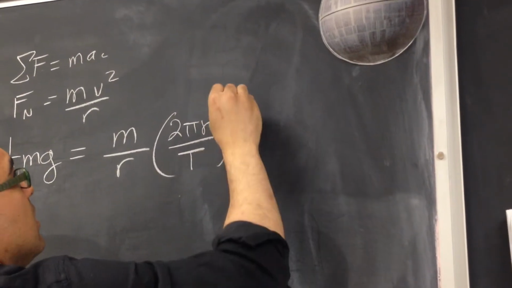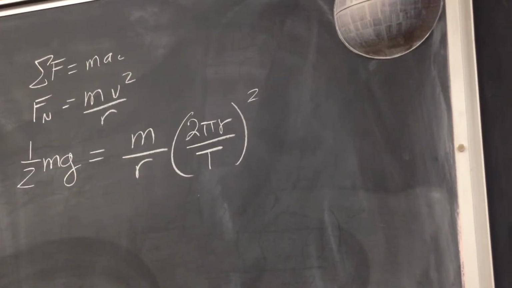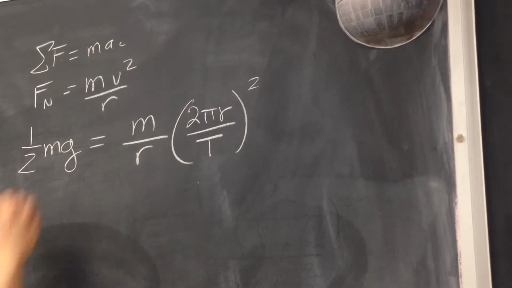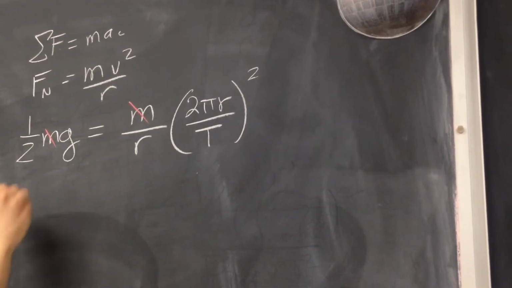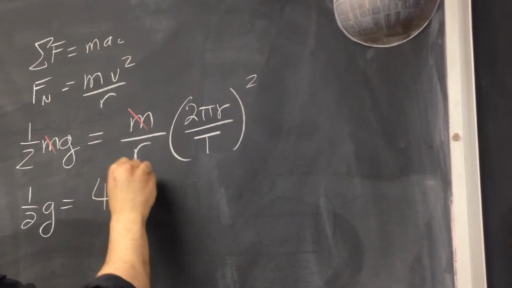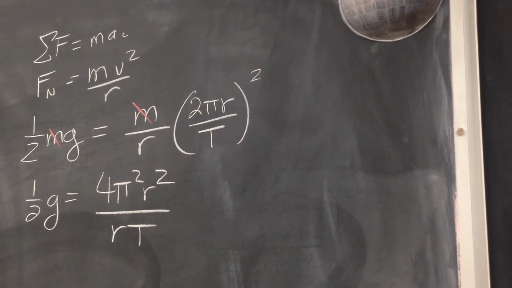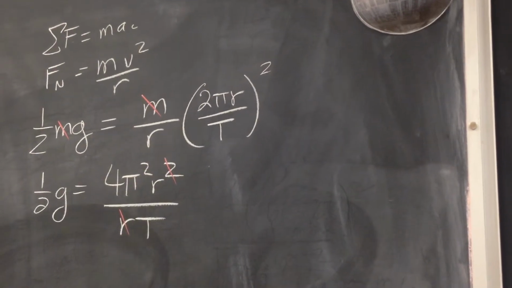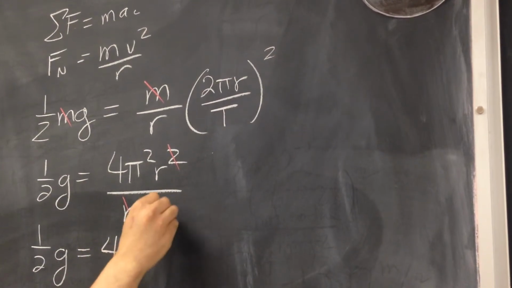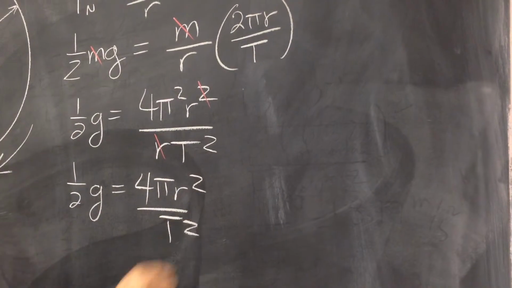We could have just gone 2 pi r f there, but I did it that way, so whatever. Mass drops off both sides, so we have 1/2 g equals 4 pi squared r squared over r t. Would 1/2 g not be t squared? T squared, thank you. 4 pi squared r over t squared.